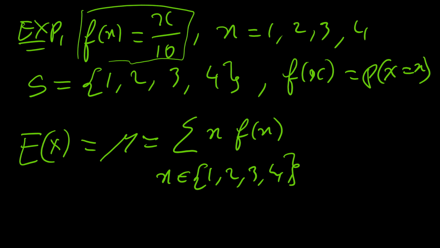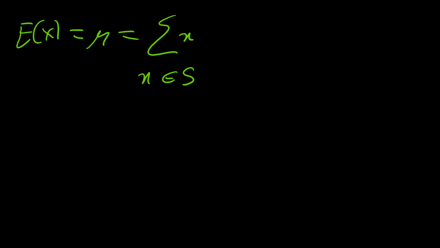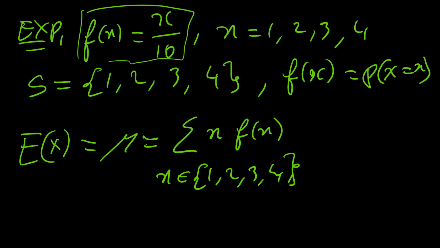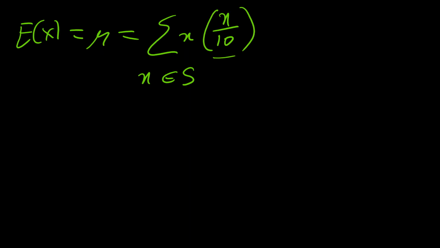So if you want to refer to that equation, we have therefore the expected value of X, which is equal to the population mean, equal to the summation of x in the sample space of x, because f of x was x over 10, we replace it by x over 10. If you see here, f of x is x over 10, so we just replace f of x by x over 10. And because this sample space is 1, 2, 3, 4, we're just going to replace x by whatever you have.